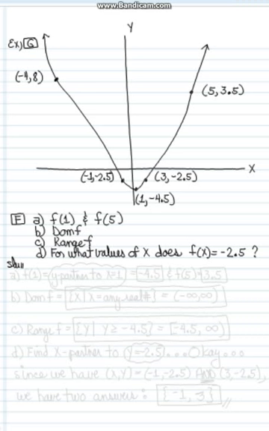Here we're given a relation. It's actually a function because this graph passes the vertical line test. There's no vertical line that crosses the graph in more than one place, so this is a function. And I labeled a few ordered pairs.